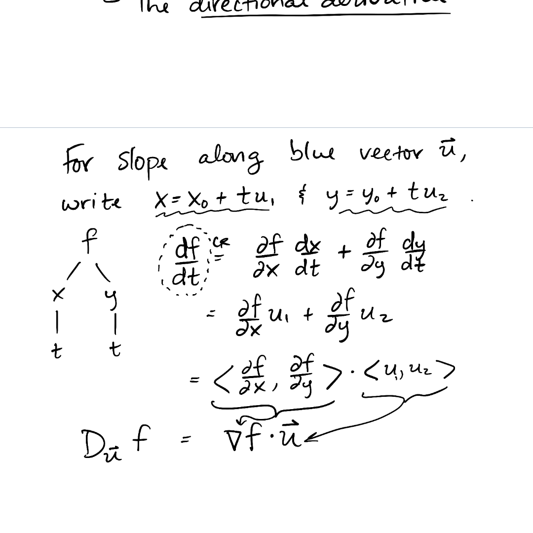This box is the big prize in today's discussion. If you want to know the slope in a certain direction, you simply dot the gradient with the unit vector in that direction. So that's where we are at the moment. We want this to translate into computational success.